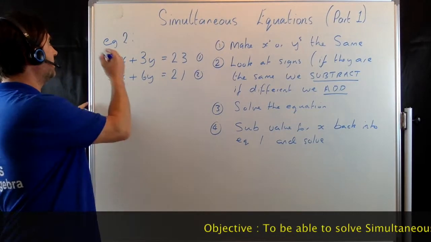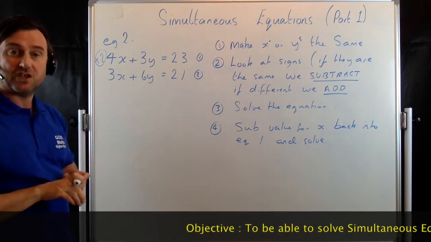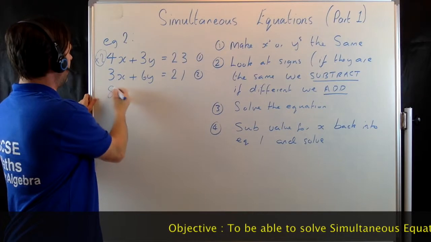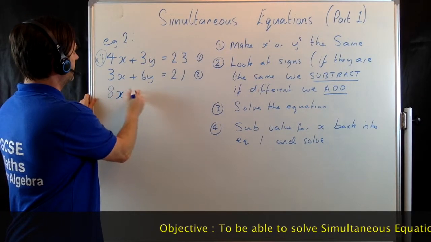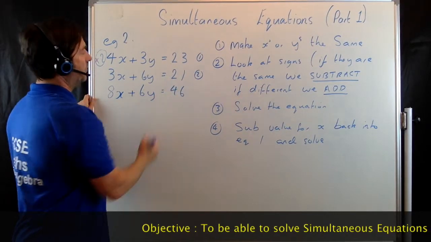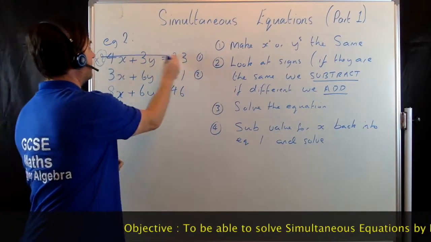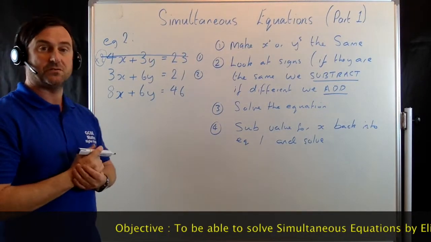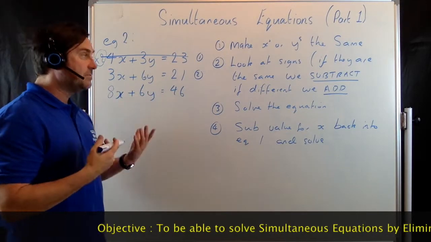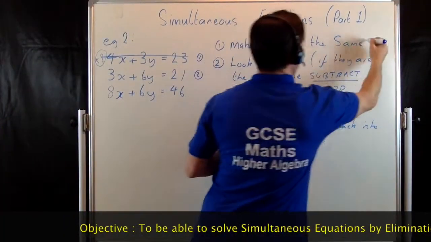So for this one, I'm just going to times equation 1 by 2. I'm going to change that. So this now becomes, if we times each part by 2, I get 8x plus 6y equals 46. I've changed the first equation. I can now cross that out because I'm working on these two equations now. Now if you see, I've got the y's the same. It's back to the stage we were with example 1. So we've done the first part.